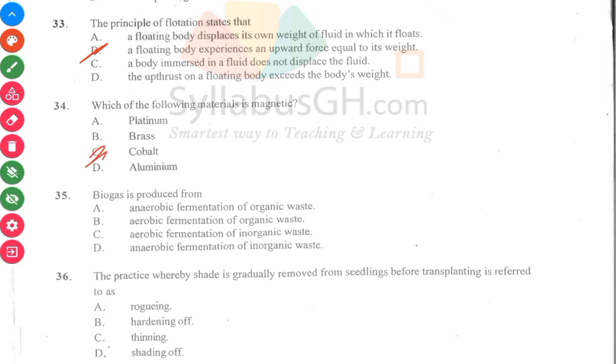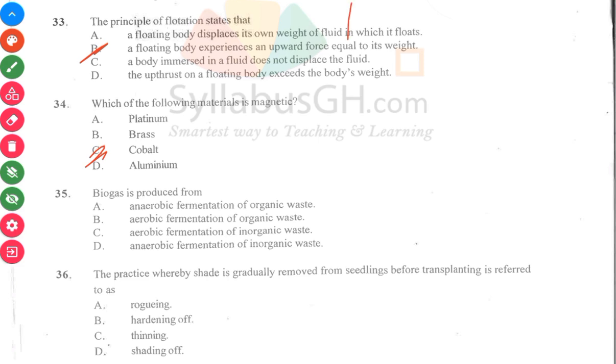Question 35. Biogas is produced from A. Anaerobic fermentation of organic waste, B. Aerobic fermentation of organic waste, C. Aerobic fermentation of inorganic waste, D. Anaerobic fermentation of inorganic waste. The answer is A. Anaerobic fermentation of organic waste.